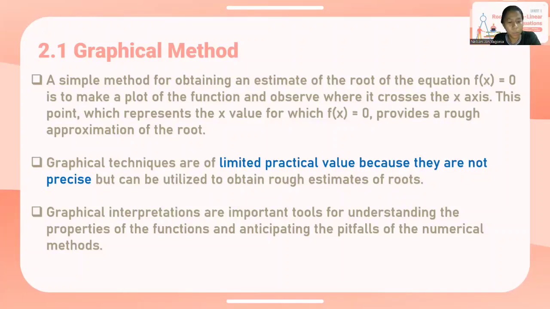So in the graphical method, we simply compute the function of x, plot the result, and determine the root, which is where it crosses the x-axis. Graphical techniques are of limited practical value because they are not precise, but can be utilized to obtain rough estimates of roots. Graphical interpretations are important tools for understanding the properties of the functions and anticipating the pitfalls of the numerical methods.